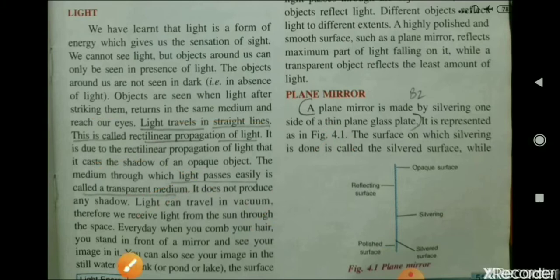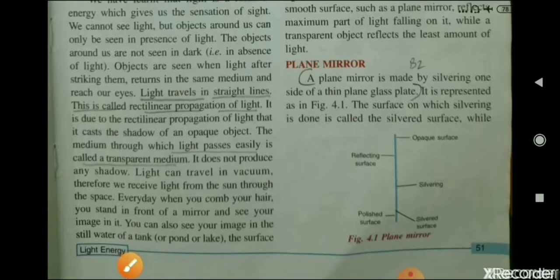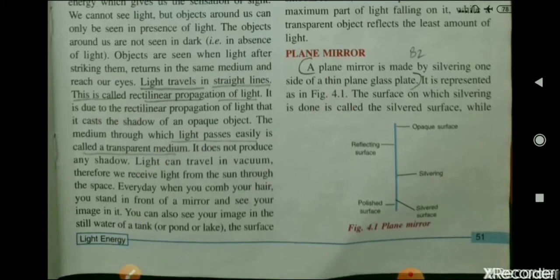Light travels in a straight line path, and that property of light to travel in a straight line path is known as rectilinear propagation of light. What is rectilinear propagation of light? The property of light to traverse in a straight line path is known as rectilinear propagation of light. It is due to the rectilinear propagation of light that it casts the shadow of an opaque object. Means it is because of this property of light, that it travels in a straight line path, that shadows are formed.